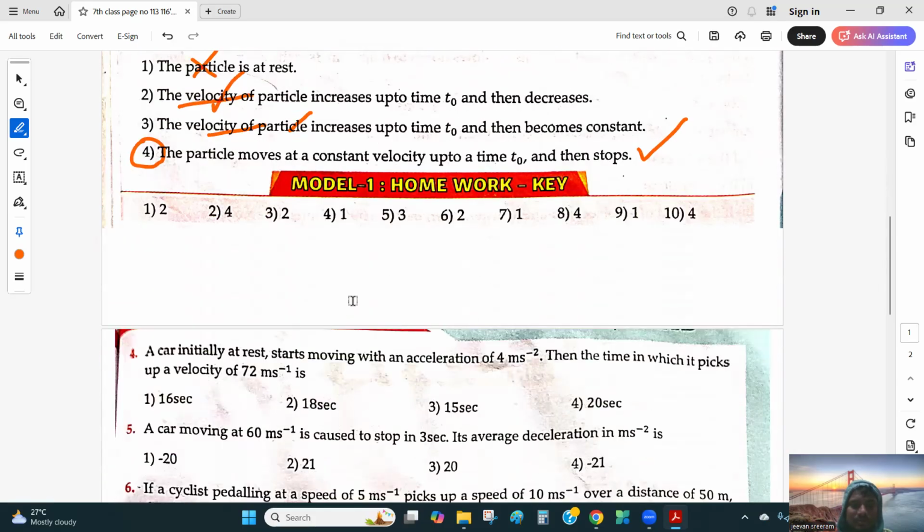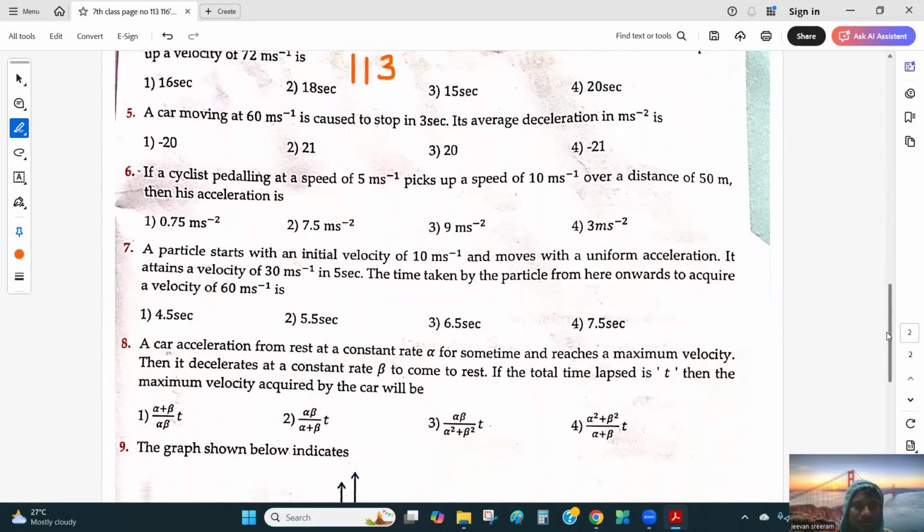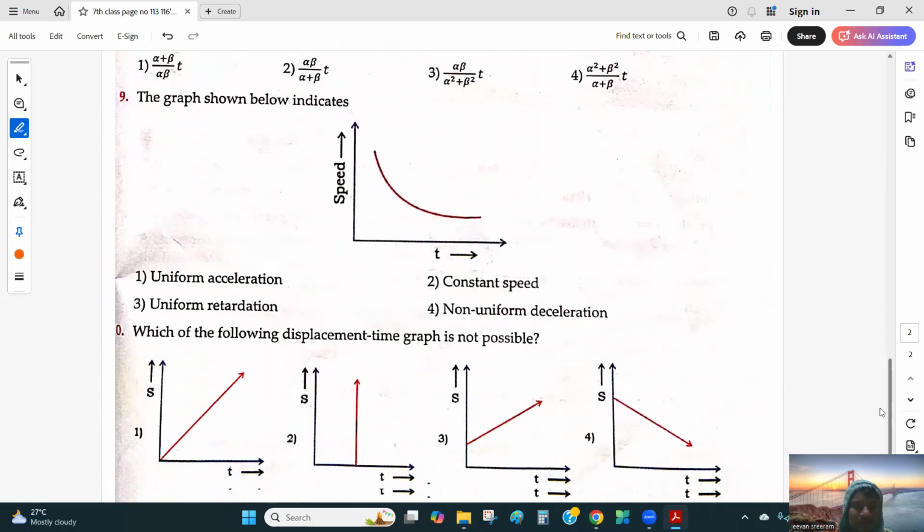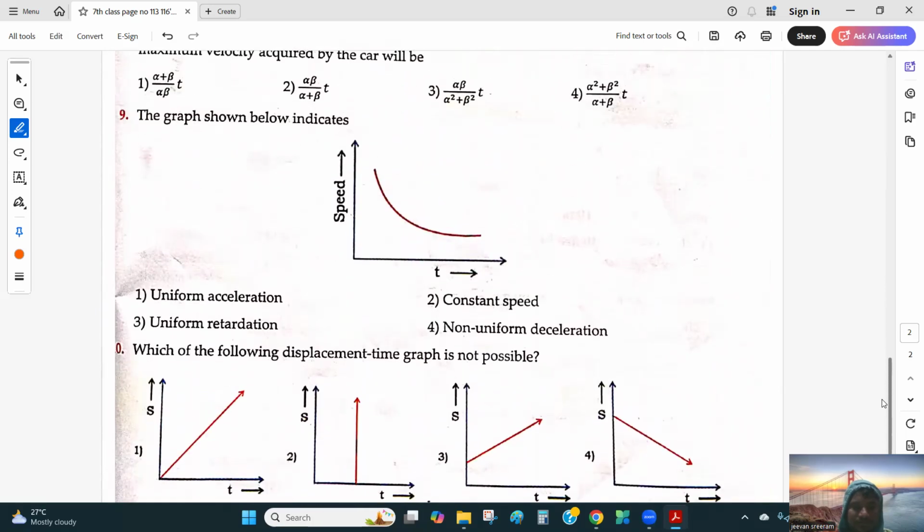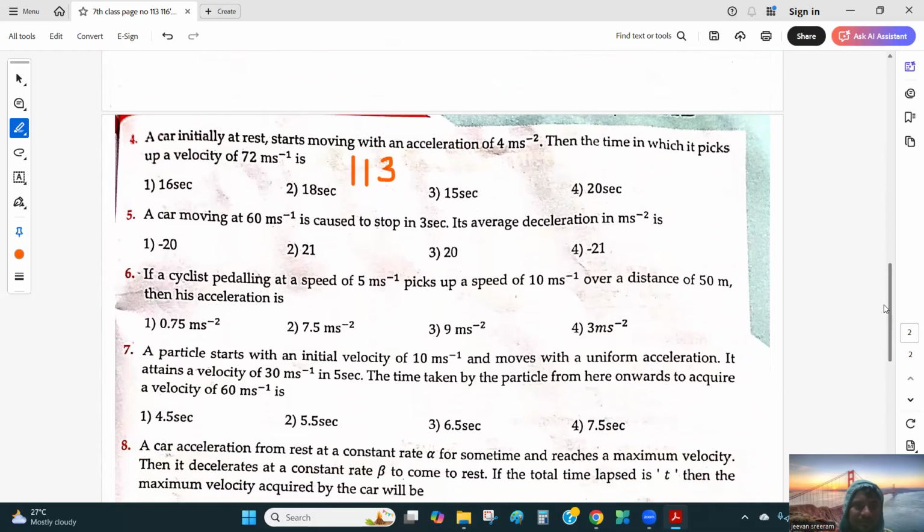Let's move on to page number 113. This is page number 113. We want five, six, seven questions, starting from the fourth question. These are absolutely easy. It is possible we can solve them right here.